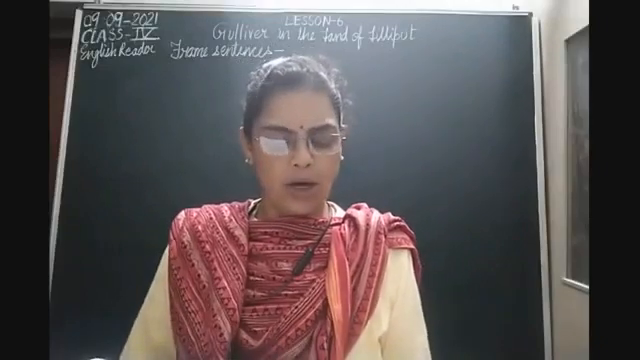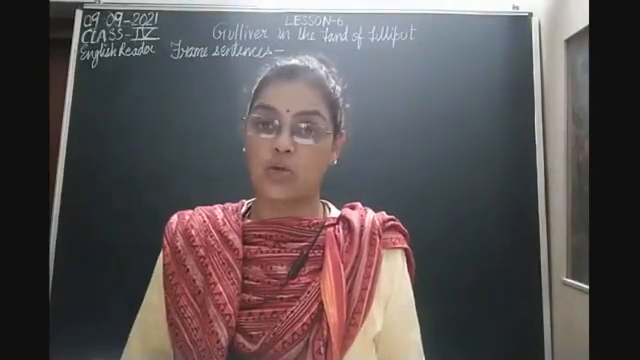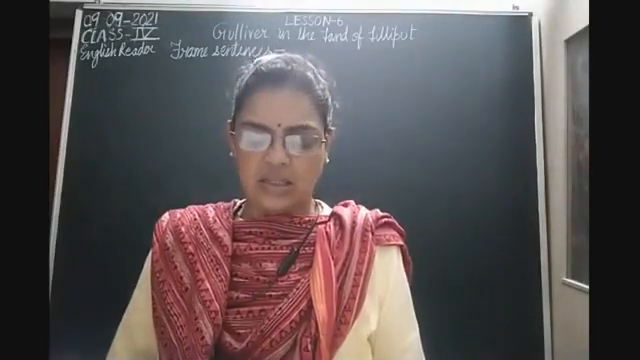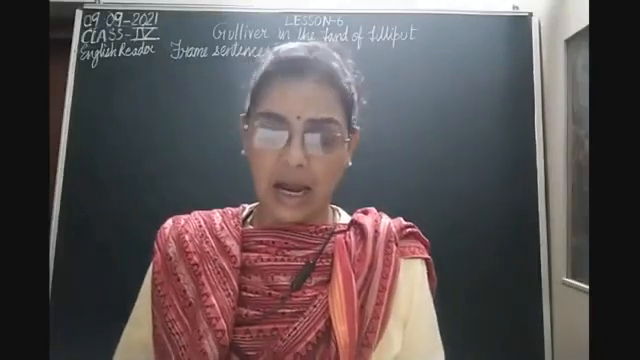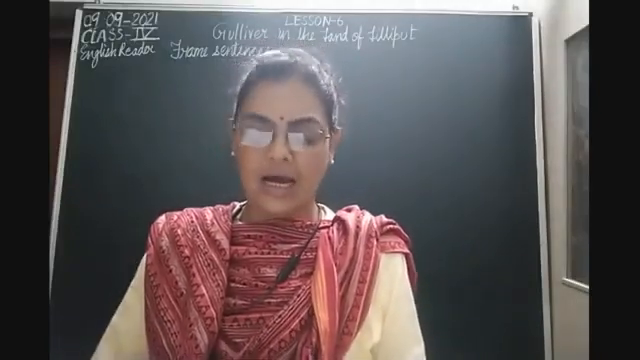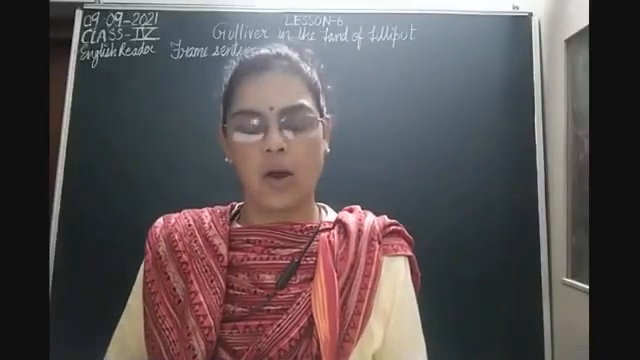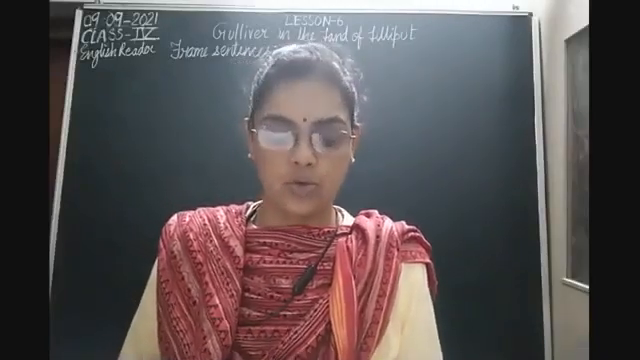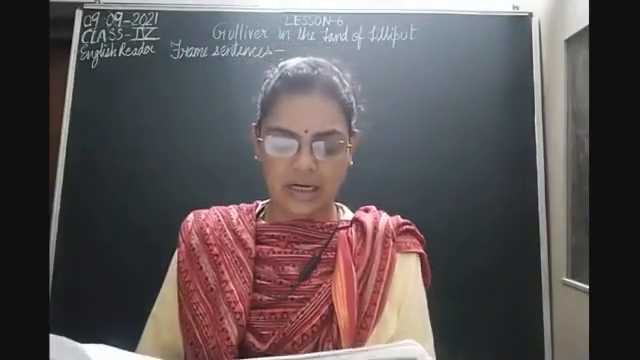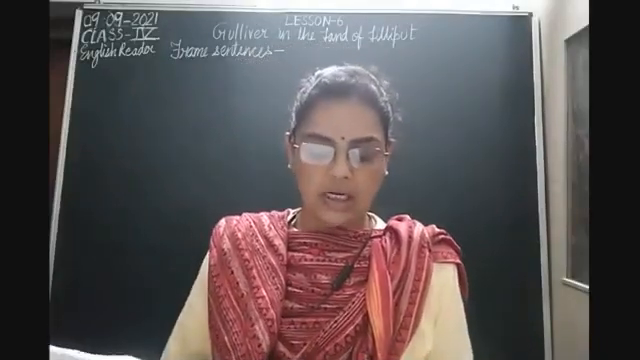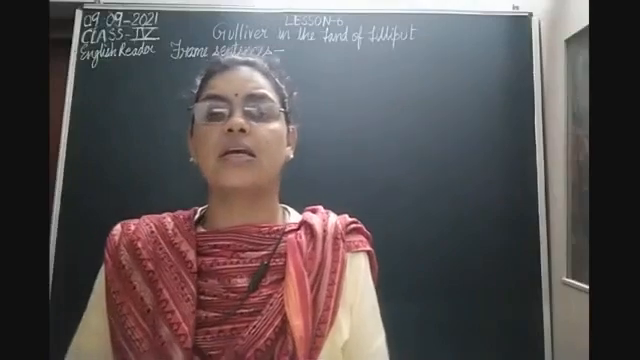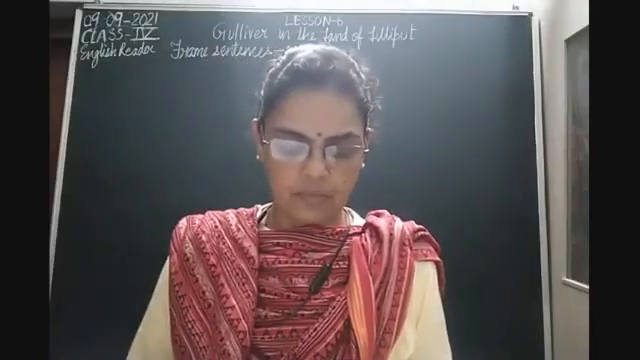Question 2. What had the strange creatures done to Gulliver? Answer is, the strange creatures had tied Gulliver with cords attached to pegs fastened into the ground. Again, I'm repeating answer 2. The strange creatures had tied Gulliver with cords attached to pegs fastened into the ground.